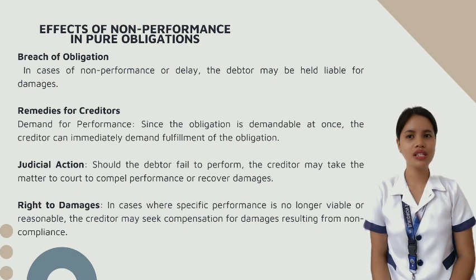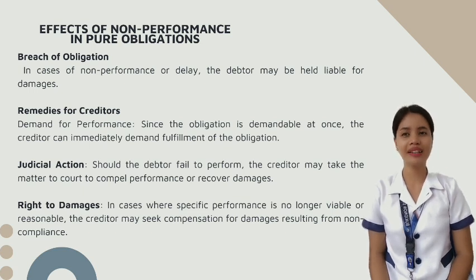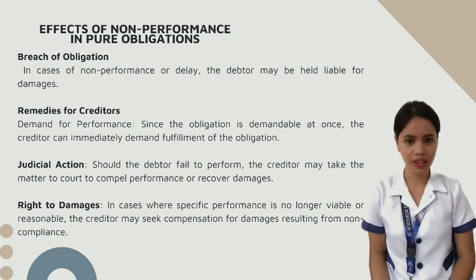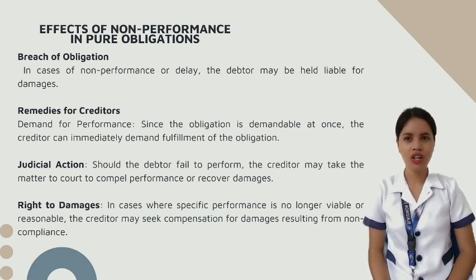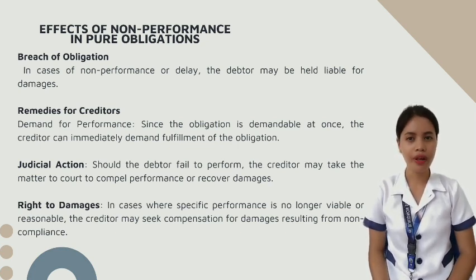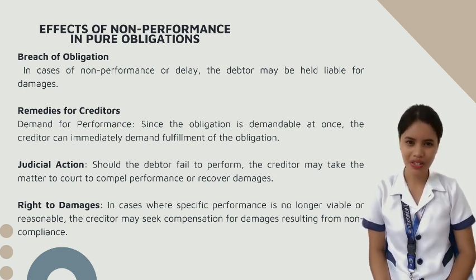Next, we have remedies for creditors. Demand for performance. Since the obligation is demandable at once, the creditor can immediately demand fulfillment of the obligation. Next, we have judicial action. Should the debtor fail to perform, the creditor may take the matter to court to compel performance or recover damages.